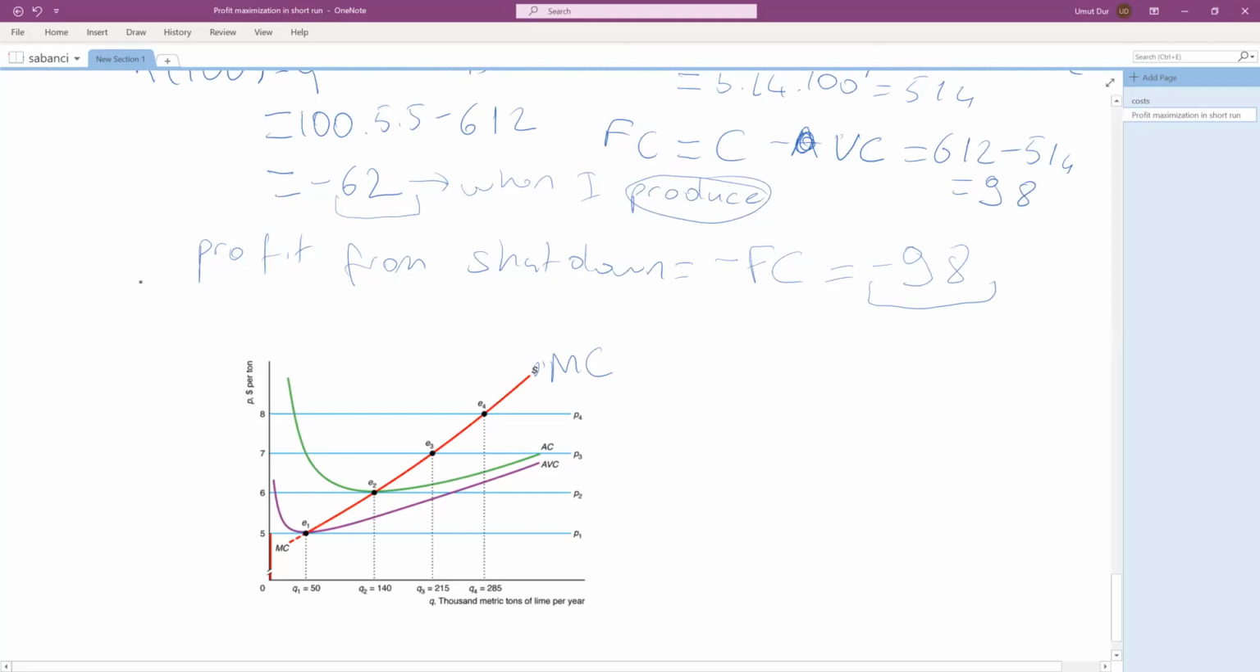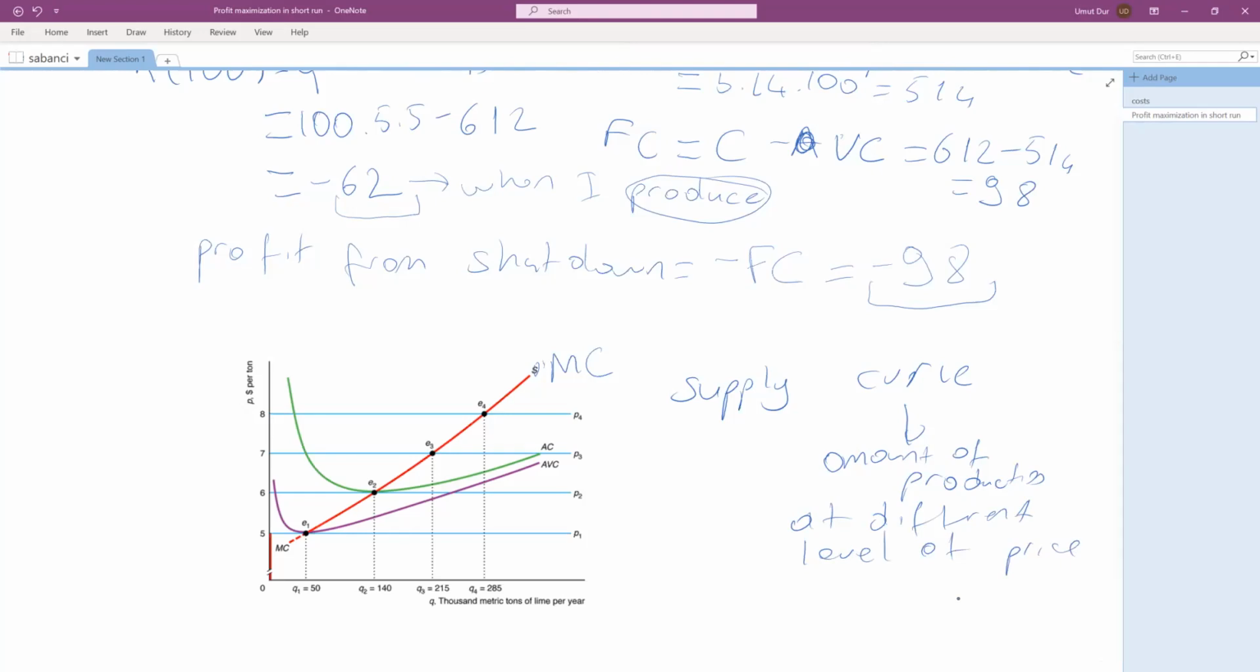So remember, the supply curve is the one which gives the amount of production at different levels of prices. Yani supply curve aslında düşündüğünüzde fiyat buyken sen ne kadar üretirsin? Fiyat şuyken sen ne kadar üretirsin? Onun cevapları sizin supply curve'ünüzü veriyor.